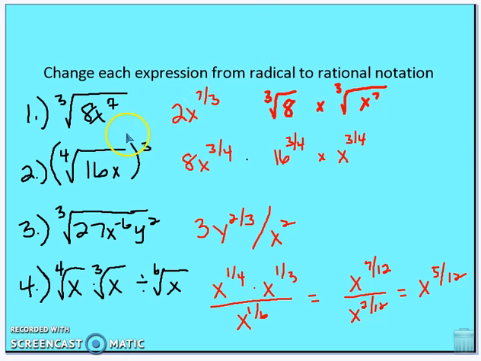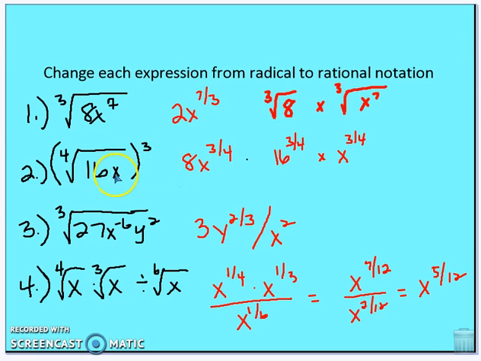Okay, so the first problem, the cubed root of 8x to the 7th, I can separate into the cubed root of 8 times the cubed root of x to the 7th. The cube root of 8 is 2, and then the cube root of x to the 7th is x to the 7 over 3. So you end up with 2 times x to the 7 over 3.